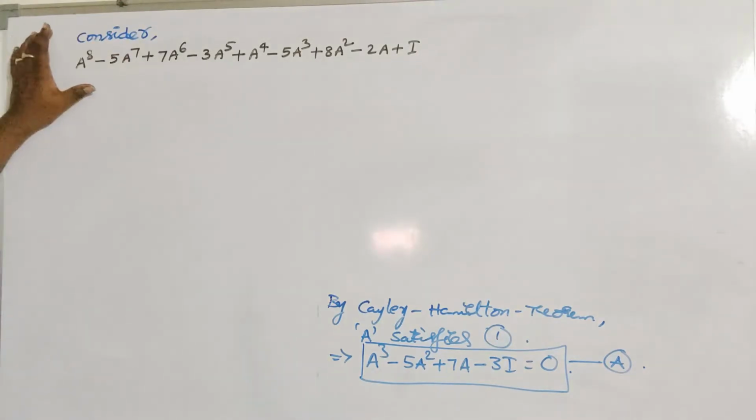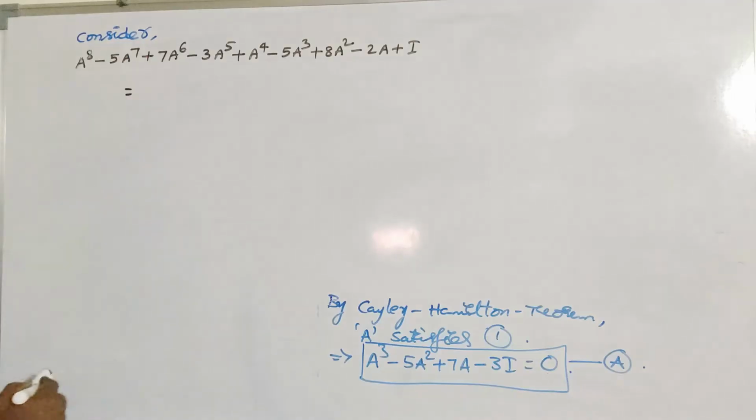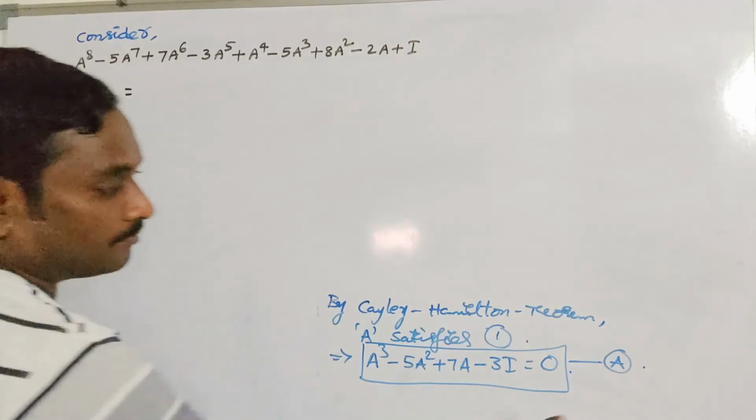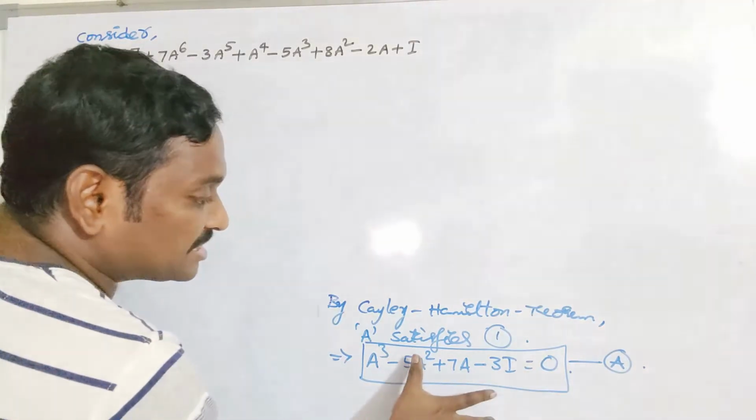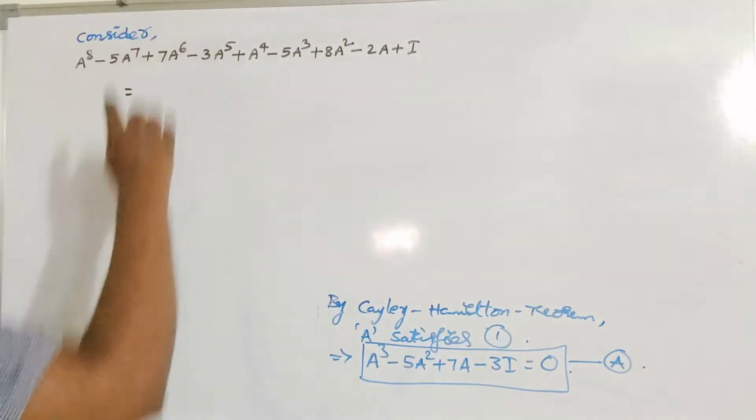Now I am going to find out the value of the given matrix polynomial. That's why I am considering the given matrix polynomial here. Before finding the value of this one, look at equation number A. By the Cayley-Hamilton theorem, we have this result.